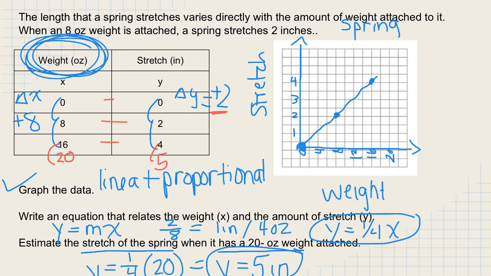Another way to check it, I can go up my graph 20 ounces. I'd have to extend my line a bit to where my line is, and then I could take a sharp left and come over here, and indeed there should be a 5 right there. So there's a couple of ways for us to check our work.